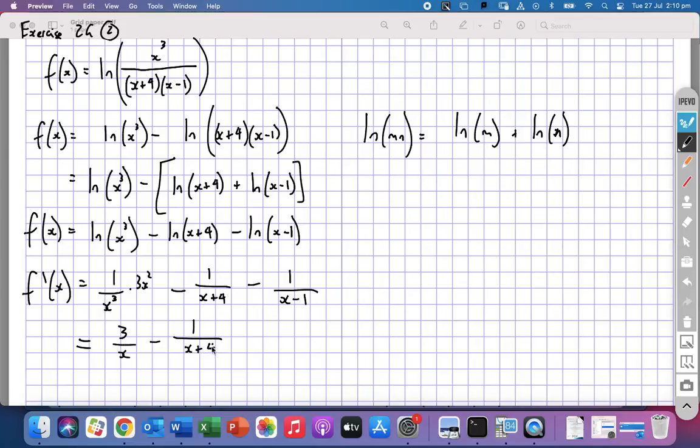And you can see that as long as we get to this point, our life becomes pretty easy from then onwards. So be on the lookout for, can you simplify logs? Or can you apply log laws to the logs to make them easier to differentiate?